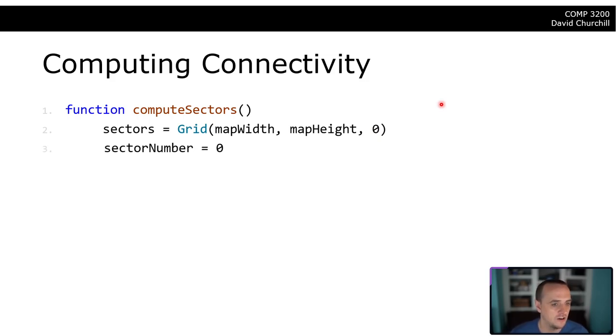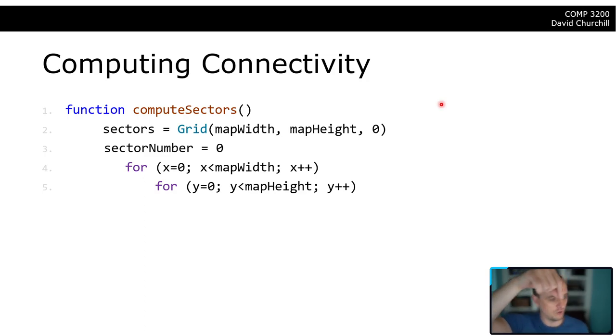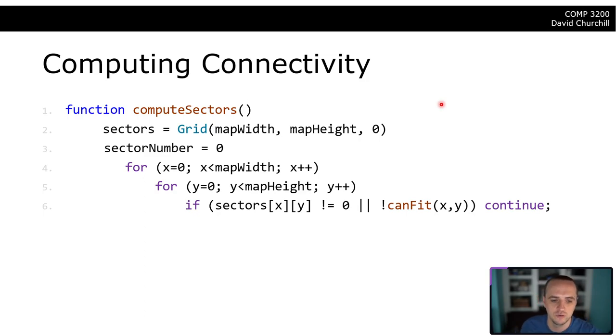Then I'm going to store a number called a sector number. That is the number that we're going to be filling in to the locations on the map. So the ones, the twos, the threes. Then for each X in the map and for each Y in the map, so I'm going to go across and I'm going to go across. What is the check that we had to do? Well, we had to say first, did this state's X and Y location already have a non-zero number? If it already had a non-zero number, I don't need to do this computation, right?